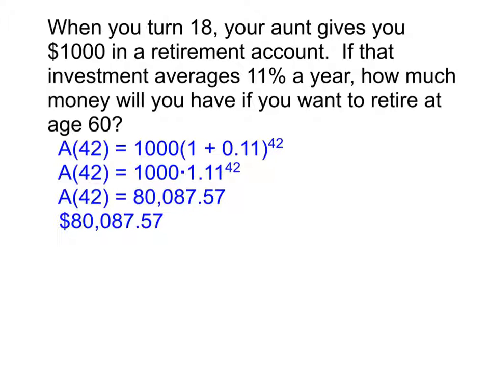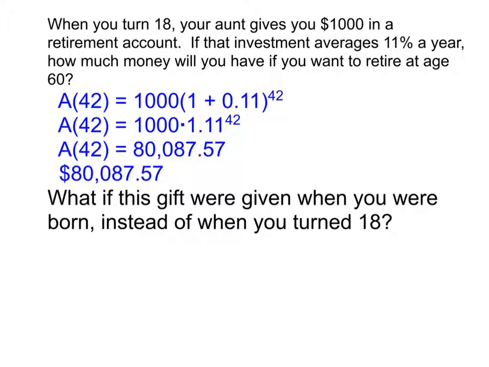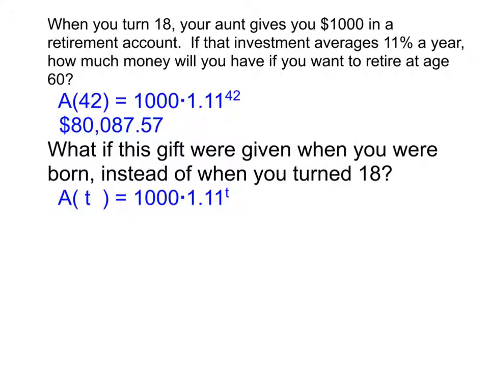Now, just to show kind of the power that time has in this kind of a thing, I want to look at one other little variation here. What if this gift that our aunt gave us were given to us when we were born instead of when we turned 18? And we still want to retire when we turn 60. What's it going to be worth in that case? So notice the only real difference between this situation and the last one is that in the last situation it was 42 years, and this one it's for the full 60 years that it's going to be left in there.